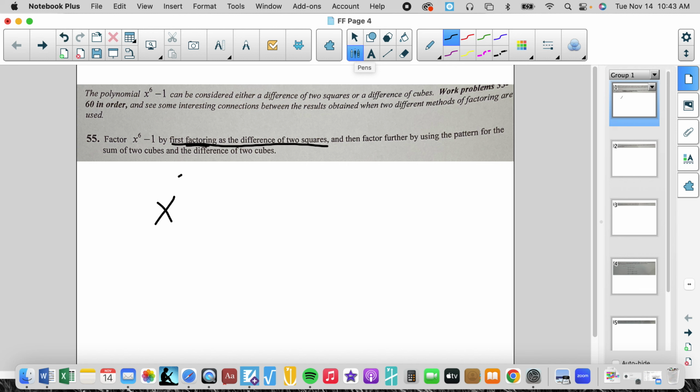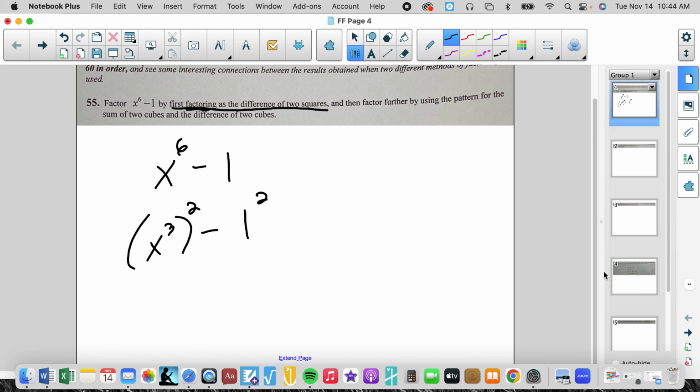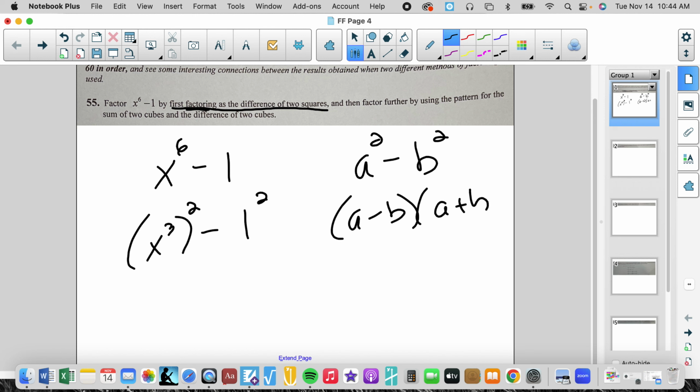So if we're going to write this as squares, you would write this as x to the third squared minus 1, technically, squared. And now we have that. So the difference of squares, we know, is a squared minus b squared produces a minus b, a plus b.